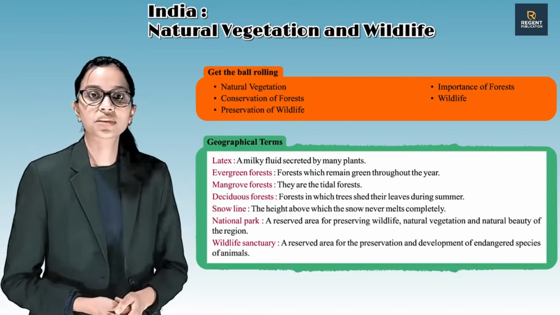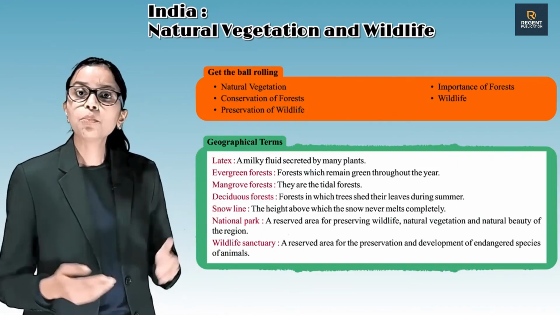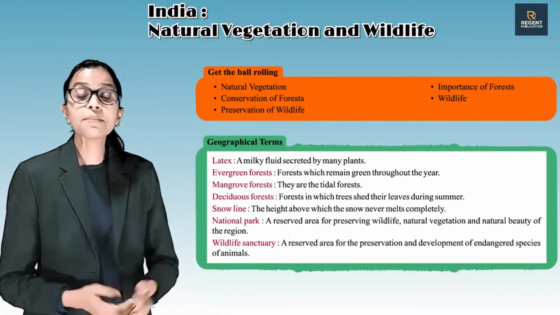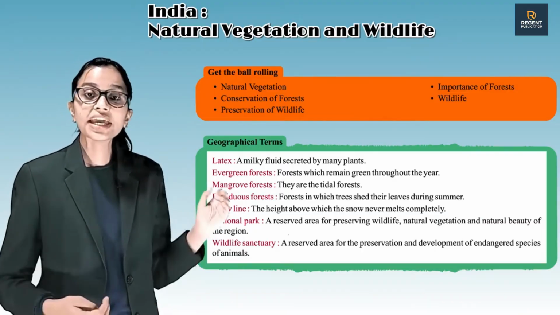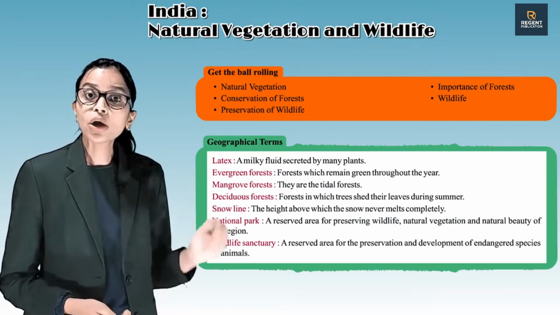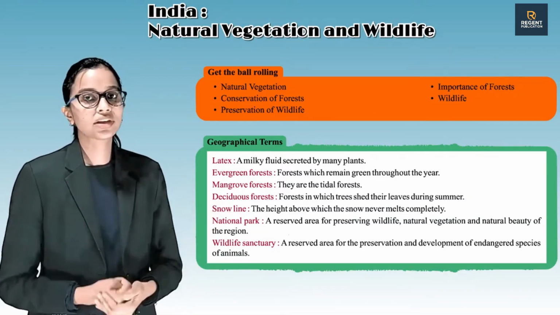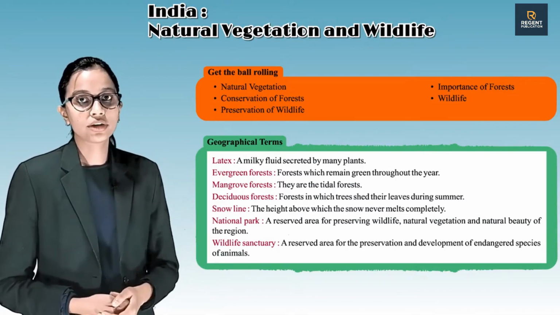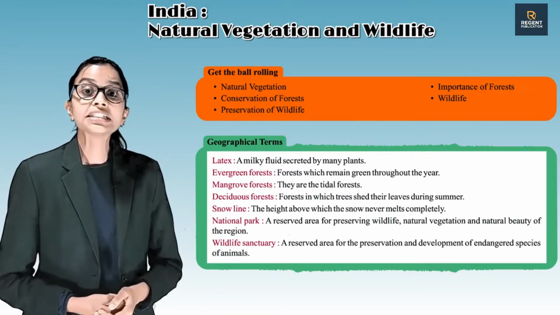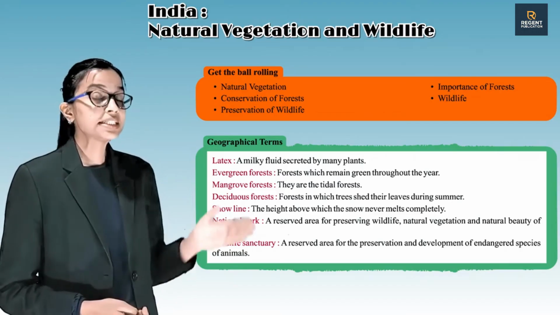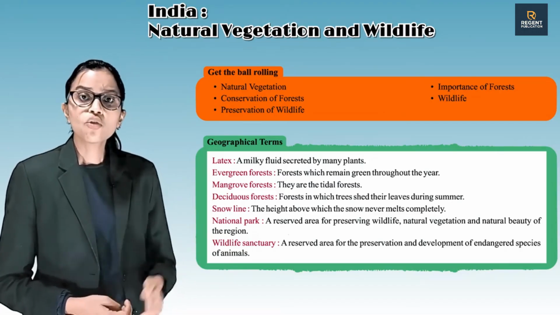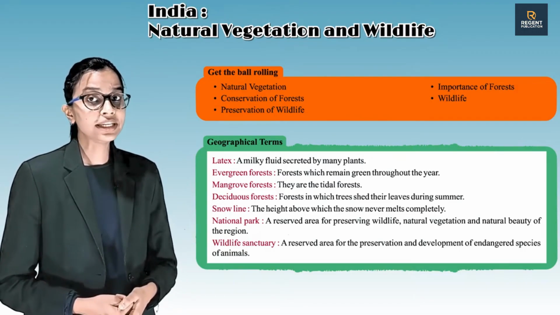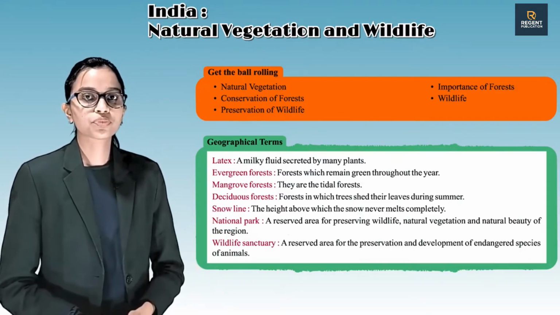Geographical terms. Latex: a milky fluid secreted by many plants. Evergreen forests: forests which remain green throughout the year. Mangrove forests: they are tidal forests. Deciduous forests: forests in which trees shed their leaves during summer.